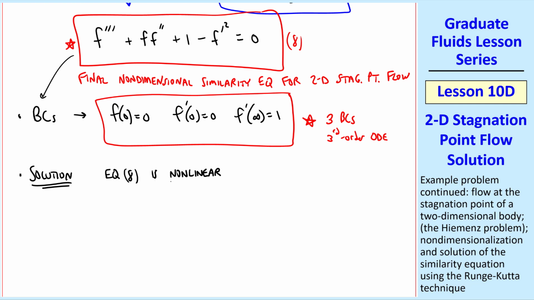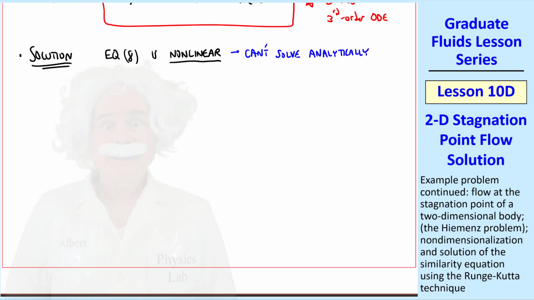The problem is that equation 8 is nonlinear. We have an f prime squared and an f f double prime. So this is a third order nonlinear ODE. Well, no one's been able to solve this analytically. You're welcome to try, but it's relatively simple to solve on a computer.